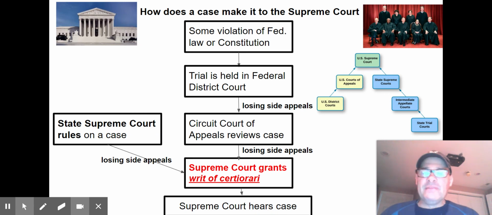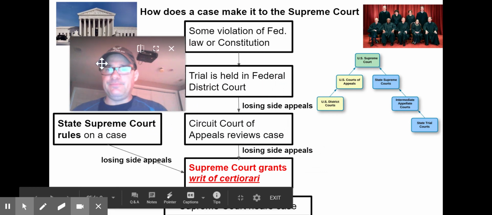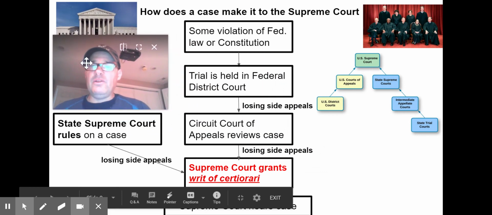Okay, so state Supreme Court. Matter of fact, we're going to be dealing with quite a few court cases coming up in Unit 3, and they deal with the Bill of Rights, and several of them come right from state Supreme Courts. So that's kind of cool. All right, there's one other way. Let me move myself over here. There's one other way that a case can make it to the Supreme Court.